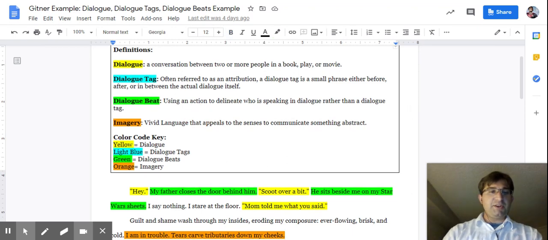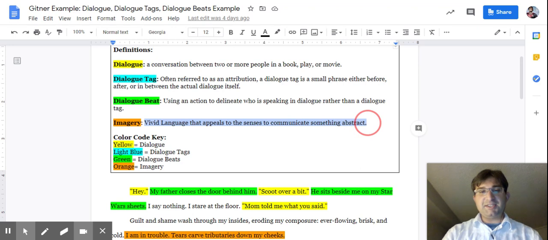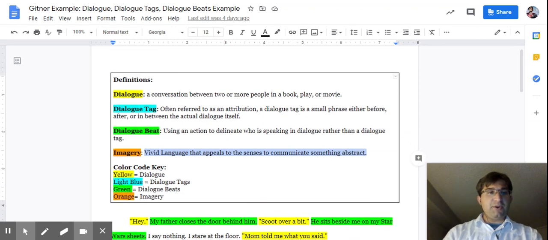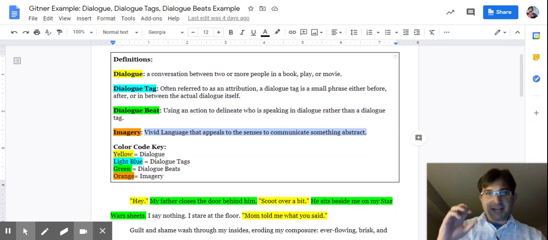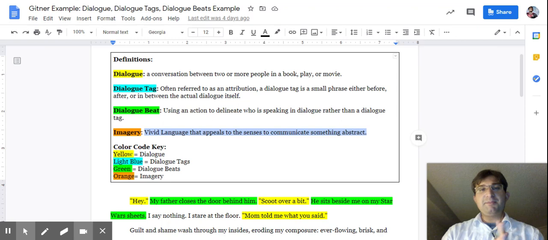The last definition we're going to go over today is something that we talked a little bit about in The Crucible, right? Imagery. And imagery is vivid language that appeals to the senses in order to communicate something abstract. All right. So these are the four things that must be in your moment in time story because these are four things that make a powerful, specific story.